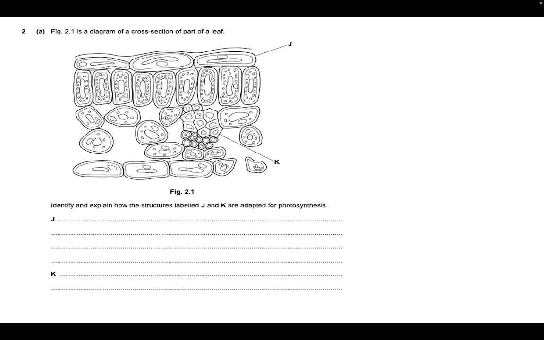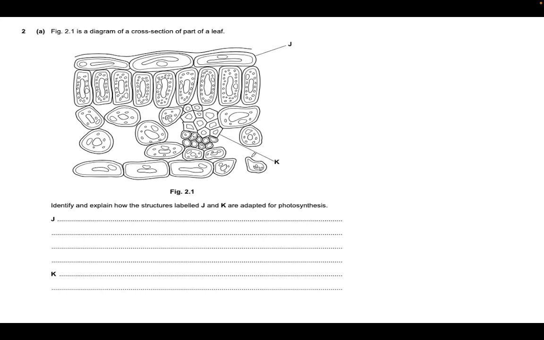Here is the question that was asked in the past paper. Identify and explain how the structure of J and K are adapted to photosynthesis. J, we saw it. They are thin and transparent. I told you when I asked about the adaptation, we should talk about the extension or the role that the part plays. Very important. So if we talk about this J, we see that it is thin and transparent to allow light to go through inside.